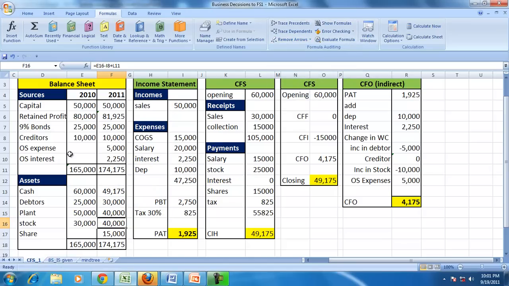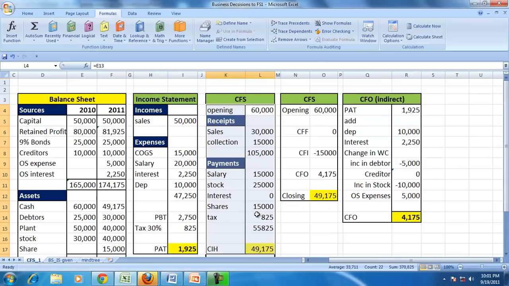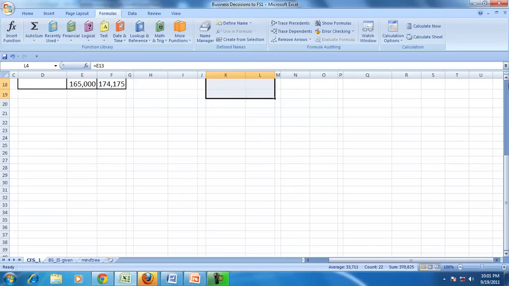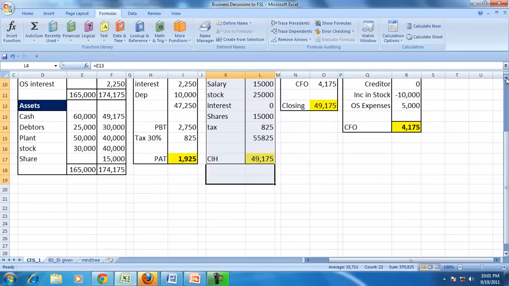Now therefore, if one of these statements is missing, if the balance sheets, opening and closing, and the income statement are there, and cash flow is not there, we can prepare the cash flow statement because of the relationship between these financial statements.